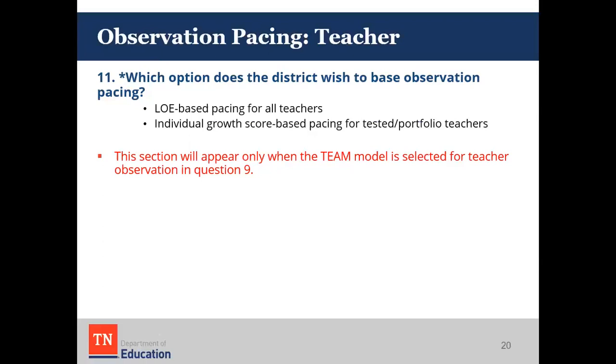This is an important decision to make and communicate with folks in your LEA, because having the correct number of observations is required in order for the LOE to be calculated. So the TN Compass will set the pacing based on this selection.